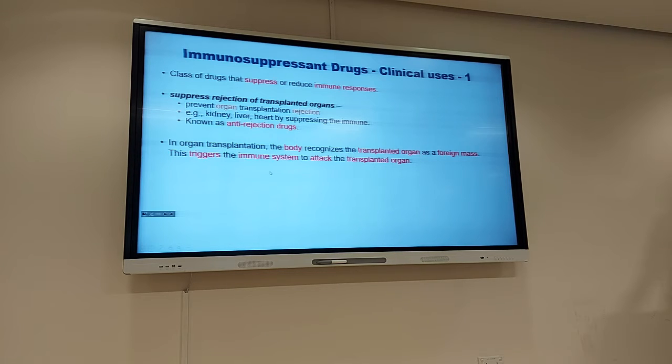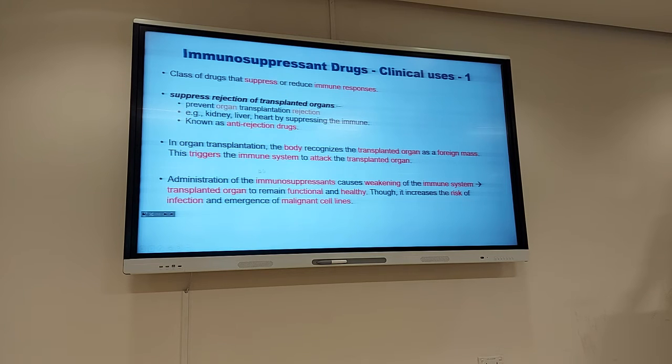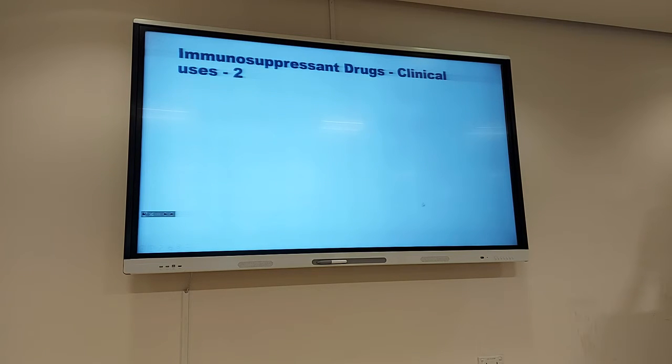So the immunosuppressant drugs' role is to suppress the attack on the transplanted organ. However, because of the weakening of the immune system, this could result in a high risk of developing infections and emergence of malignant cell lines or cancer.